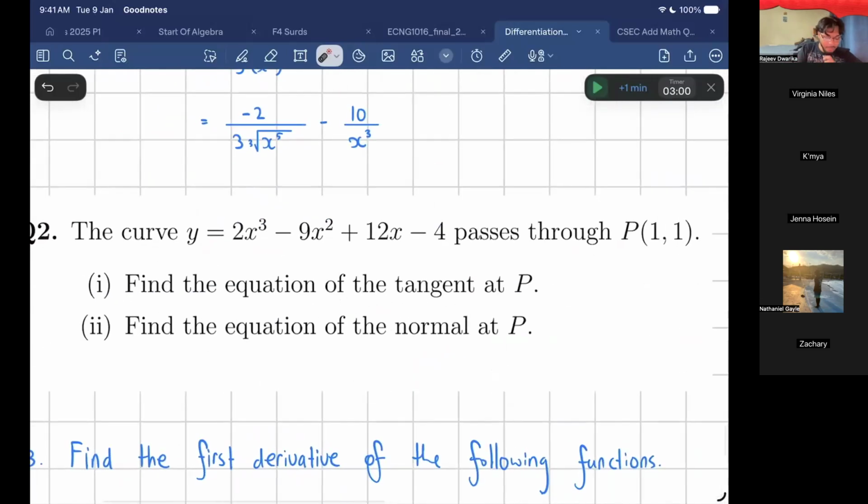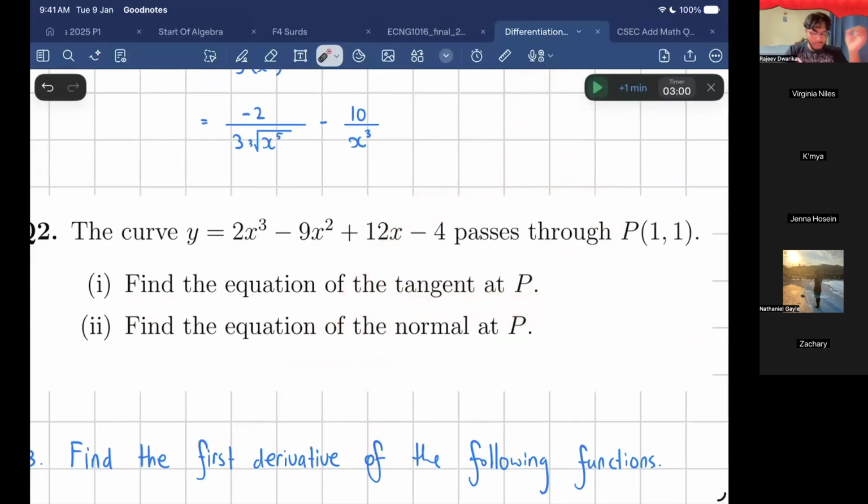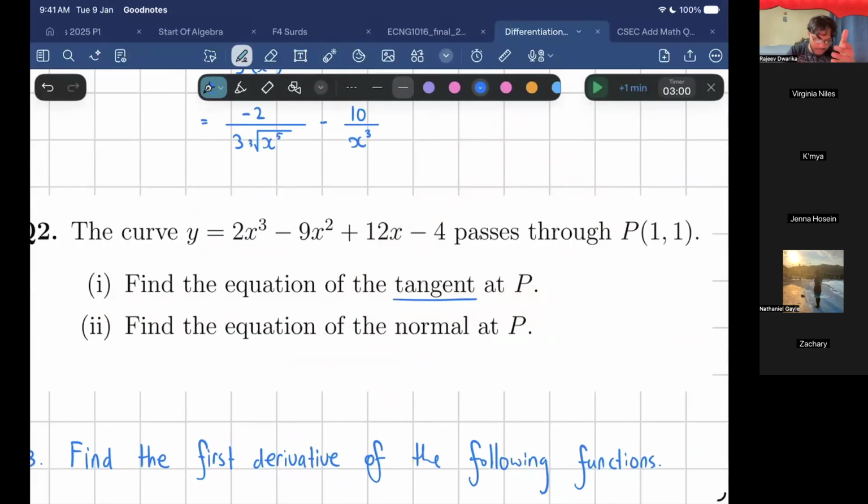So when they say find the equation of the tangent at P, let me ask you that question. Do you think a tangent is going to be a curve or a line? What do you think? A line. A tangent is going to be a line. This is what a tangent looks like. Like, okay, if this was a curve here, the tangent to this point would be over here. That's a line. Yeah, Jenna, you see that's a line? Yes, sir. Right. So they want me to find the equation of the tangent, and we know that the tangent is a line.